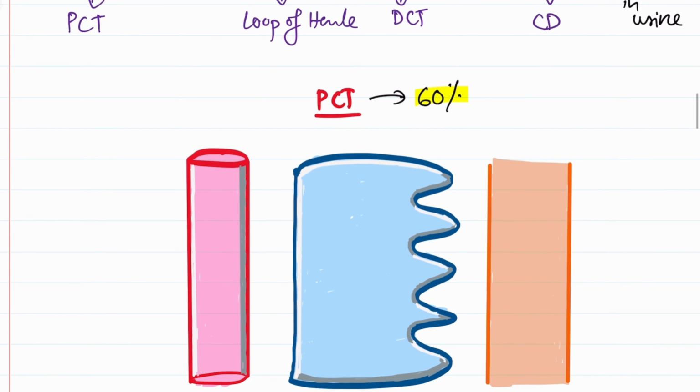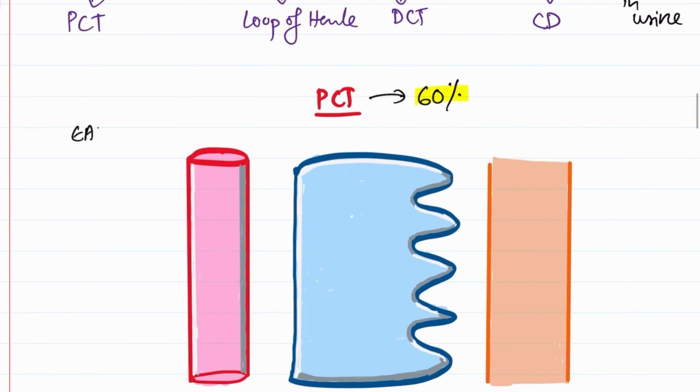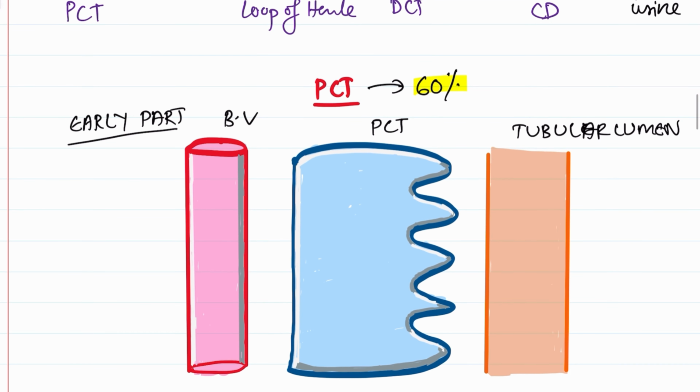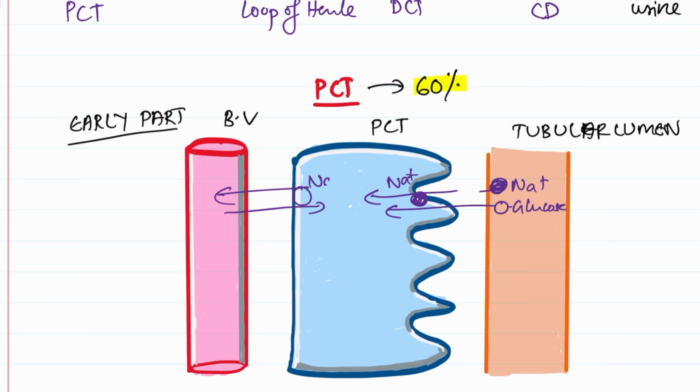So what are the mechanisms? There are several mechanisms. This is the early part of PCT. Now there are two mechanisms. The first one we had actually already discussed, when we discussed the co-transporters. We have our sodium molecule and our glucose molecule, and the sodium glucose co-transporters, which work with the sodium potassium ATPase via the secondary active transport mechanism. So that is our first mechanism which we had already discussed.